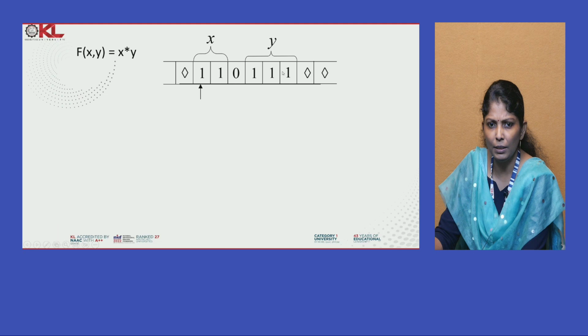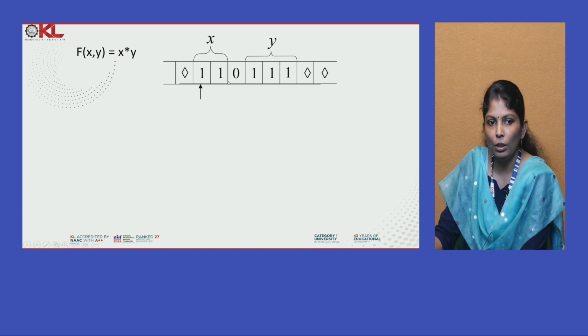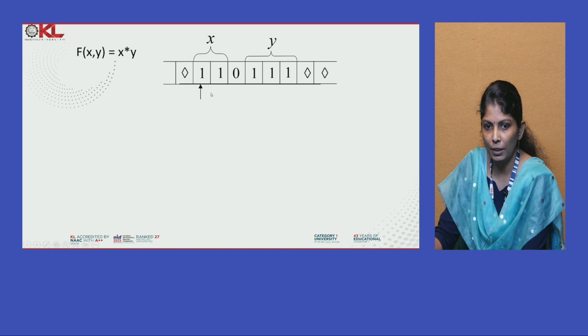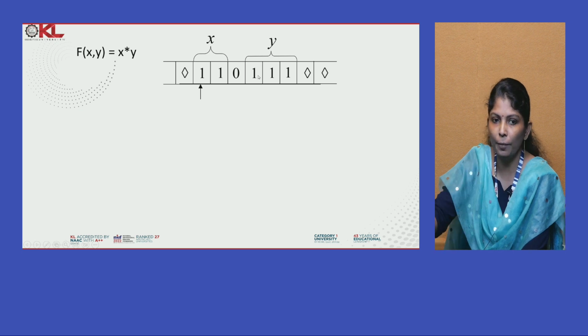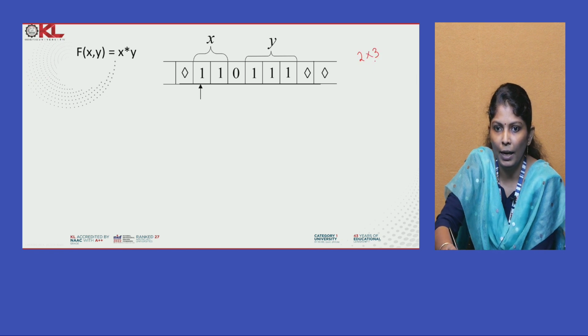Let y be 3 and x be 2. X is 2 and y is 3, so they are separated with a 0. 0 is the delimiter here. The logic behind this multiplication is repeated addition. 2 into 3, I can add 3 two times. So if I have 2 into 3, I can add this 3 two times. 3 plus 3 gives the answer 6, which is equivalent to 2 into 3.